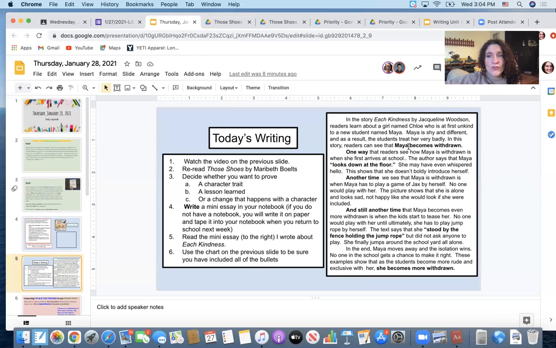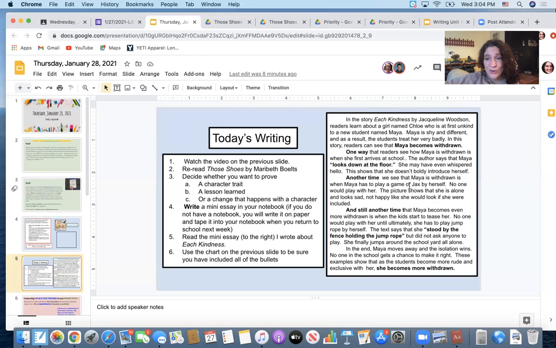And now here's my big bold statement. In this story, readers can see that Maya becomes withdrawn. That's my story. That's my bold statement. Now, each one of these little mini paragraphs is going to prove that Maya is withdrawn. One way we see that she's withdrawn, another time we see that she's withdrawn, and still another time that we see that Maya is withdrawn. And each of those things gives text evidence to prove it.